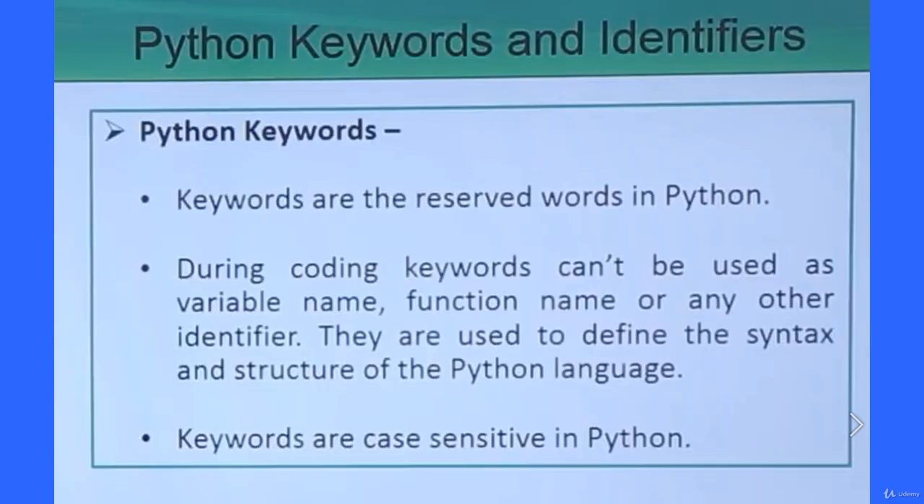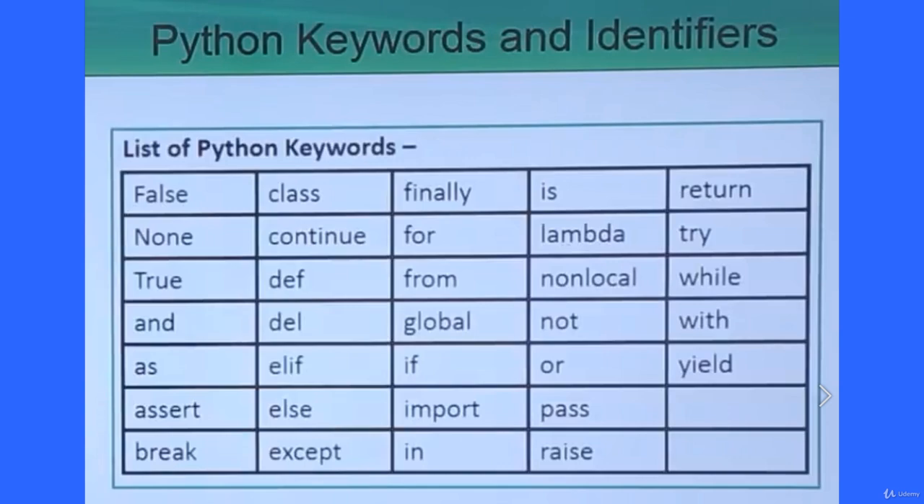In our Python tutorial, we will be using almost all keywords in different sections as and when required. Keywords are case sensitive in Python. This is the list of different keywords available, and you can find that we have 33 keywords, in 5 columns and 7 rows. All these keywords will be discussed in the next videos as and when required, because without them we cannot write our code.